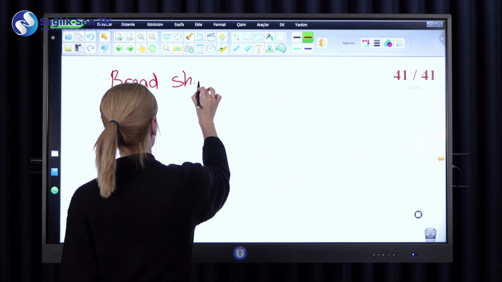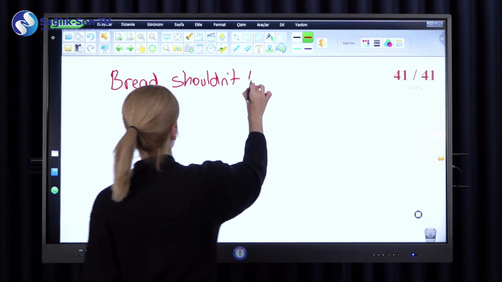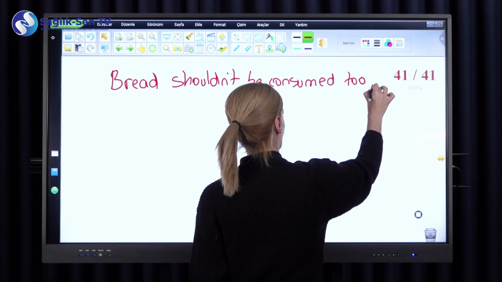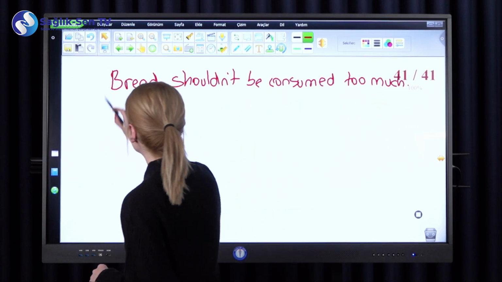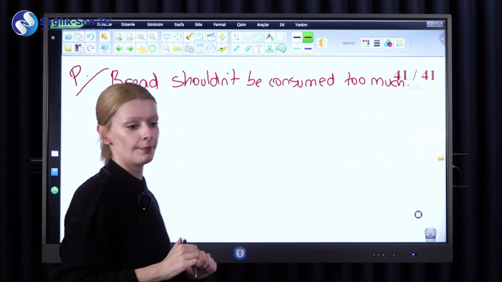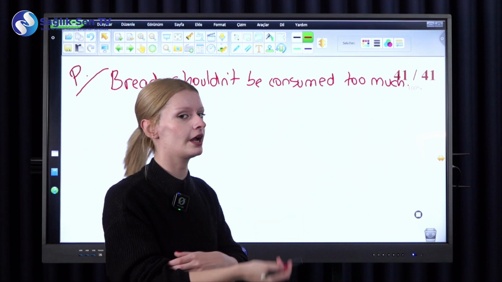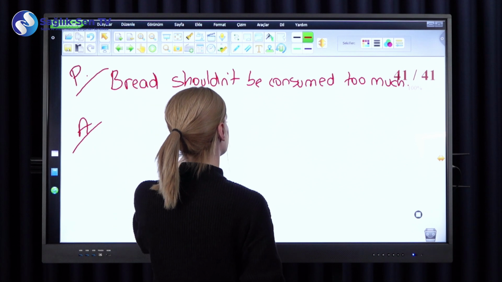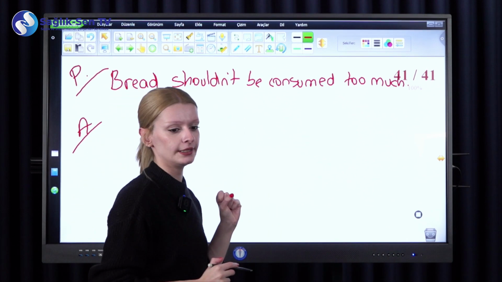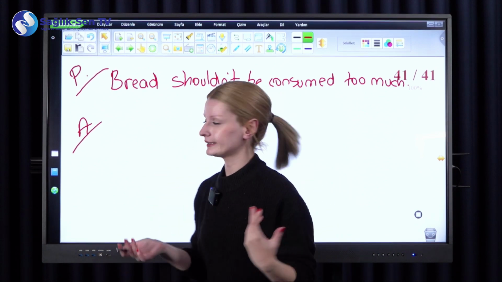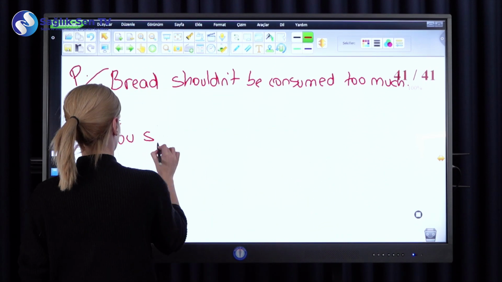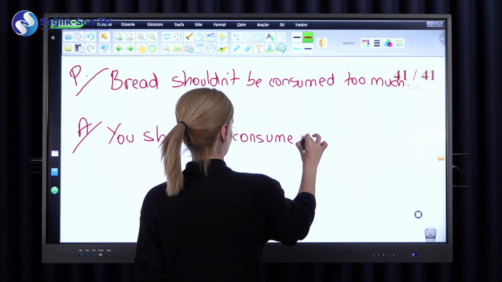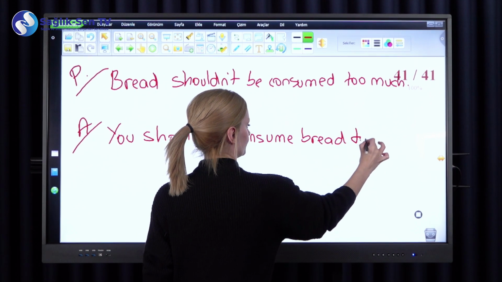Bread shouldn't be consumed too much. Again, I started with passive voice form of the sentence, and I will rewrite it in active form. Bread shouldn't be consumed too much. What I'm trying to say is that you shouldn't consume bread too much.